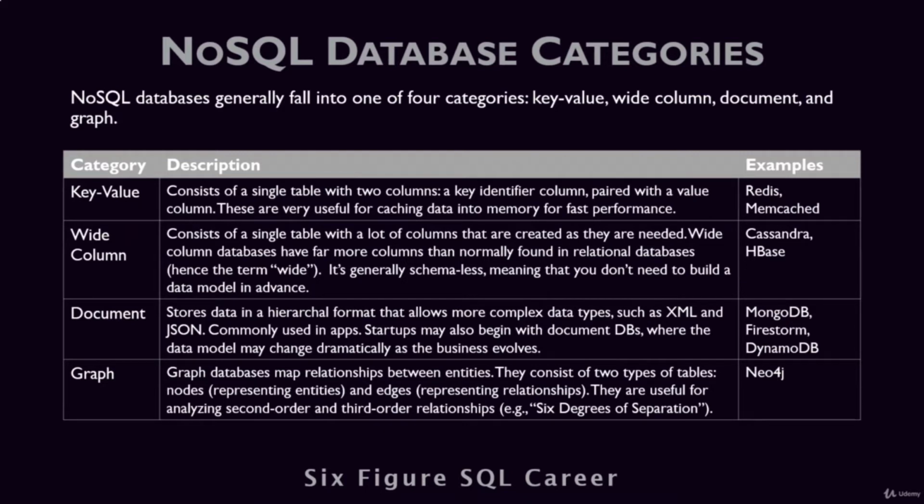The next type of NoSQL database is a wide column. A wide column consists of a single table with a lot of columns that are created as they are needed. A wide column is similar to a key value, except that with a key value you only have two columns, whereas with a wide column you can have a lot of columns. When you're dealing with a wide column database, you're going to have a lot more columns than normally found in relational databases, and you can be storing multiple entities.